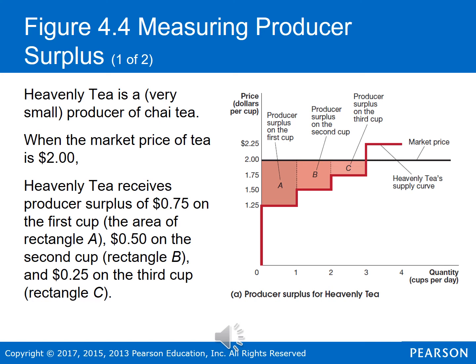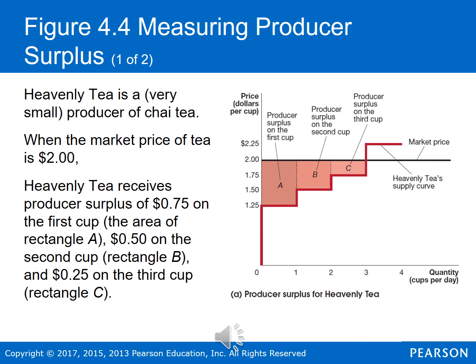Now for the second unit, again, they receive $2 for it. That's the price they receive. But the marginal cost is only $1.50, so that's the lowest price they're willing to accept. So the producer surplus is the difference between $2 and $1.50, so it'll be 50 cents. And that can be represented by rectangle B. And finally, for the third cup of tea, the producer surplus can be represented by C, the difference between $2 and $1.75, or 25 cents. When we add up the rectangles of A, B, and C, we get the producer surplus.